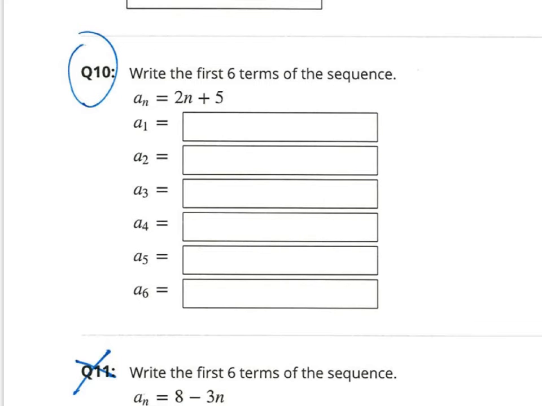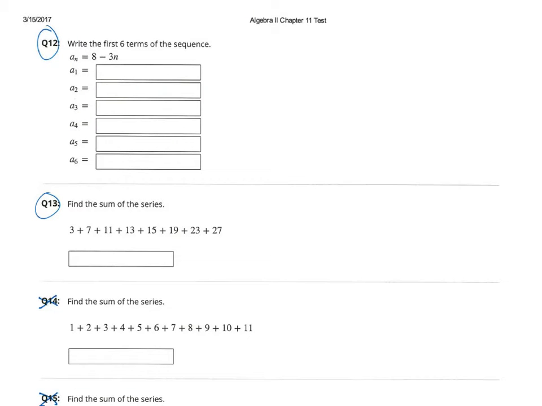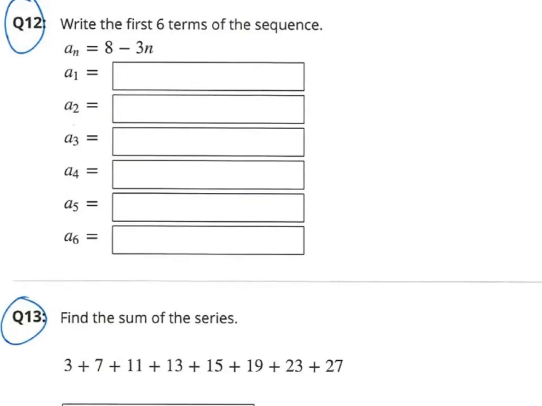In number 10, we want to write the first 6 terms of the sequence. So you simply want to plug in 1 for the n in each one of these. That'll give you the number. Then you plug in a 2 for n, 3 for n, and so on to get the first 6 numbers in the sequence. Okay, here we are on page 3, and we're on number 12 and 13.